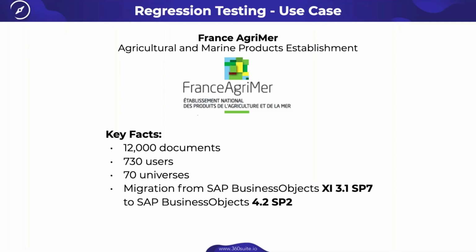This is what their environment looked like prior to utilizing the solution. They had 12,000 documents, just over 700 users, about 70 universes. They were going from 3.1 to 4.2. So Pauline, why don't you take us through some of the steps that they did, and then we'll show the ultimate results of how that ended up when they were done. Okay.